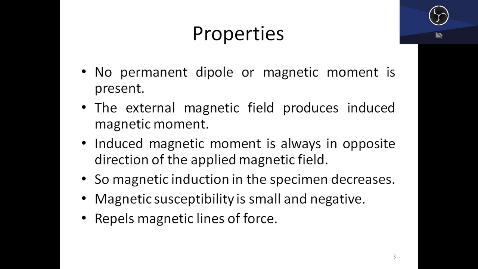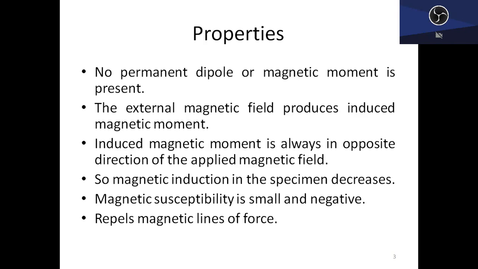That is the reason for the third property. Induced means it is getting produced at that particular instant. So the induced magnetic moment is always in the opposite direction of the applied magnetic field. Here the magnetic induction in the specimen or material, if I say specimen or material, that is one and the same.